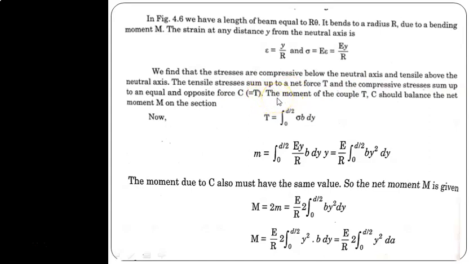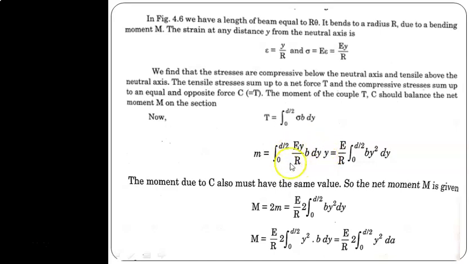The moment of the couple T, C should be balanced by the net moment M on this section. Therefore, integrating from 0 to d by 2, sigma into b dy. Therefore M is equal to the integral from 0 to d by 2. Sigma is nothing but the strain into Young's modulus, y by r into E, and for this particular slice on the given cross section, the area is b into dy. So this is nothing but moment: stress into area, which becomes force, and we are finding the moment of that fiber with respect to the neutral axis, that is, the distance y.